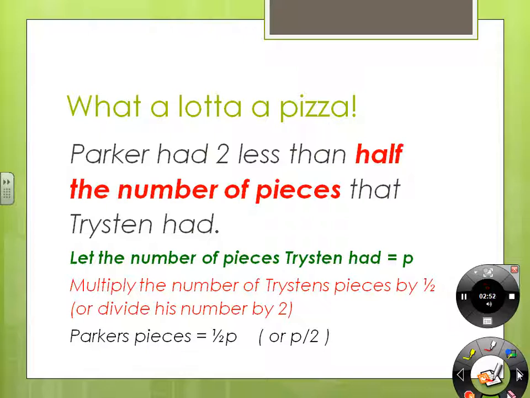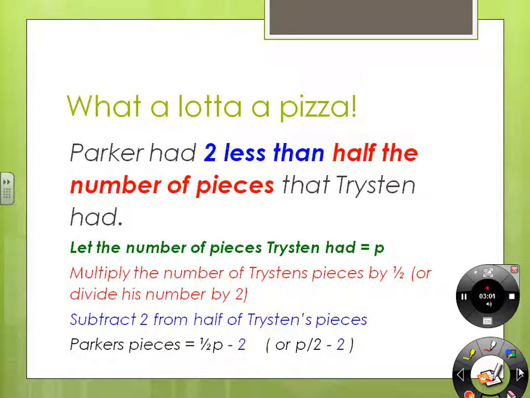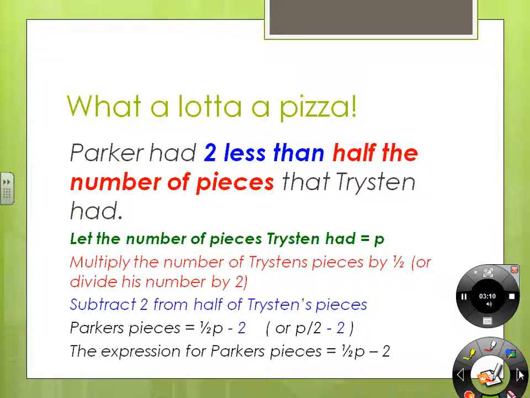So Parker is going to have half as many pieces as Tristan, so half P. But it didn't just say Parker has half P. It said Parker has 2 less than half the number of pieces, which is P. So we want to subtract 2 from that half calculation, which gives us our final answer that Parker is going to have half the amount of pieces that Tristan had, so 1/2 P, and then the minus 2 at the end to show the 2 less than that. Like if you had $2 less than Miss Dahl, I would take my amount of money and I would subtract 2 from it, and that's how I would get your amount of money. Okay.